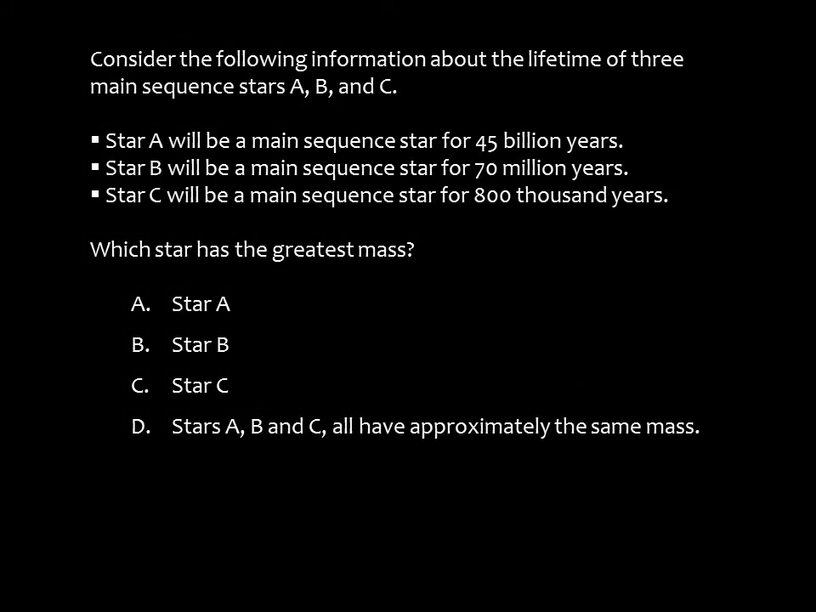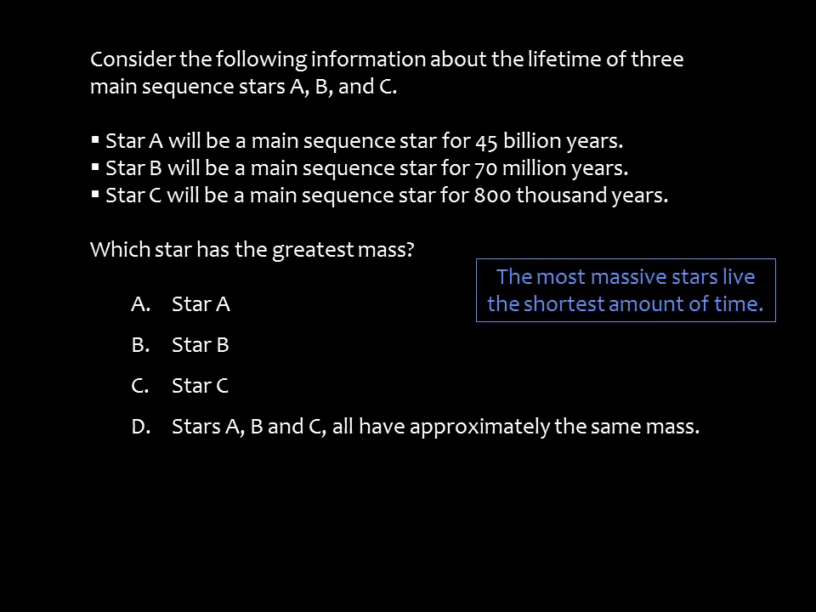Here's another question that is asking you to relate stellar lifetimes and mass. Consider the following information about the lifetime of 3 main sequence stars, A, B, and C. Star A will be a main sequence star for 45 billion years. Star B will be a main sequence star for 70 million years. Star C will be a main sequence star for 800,000 years. Which star has the greatest mass?